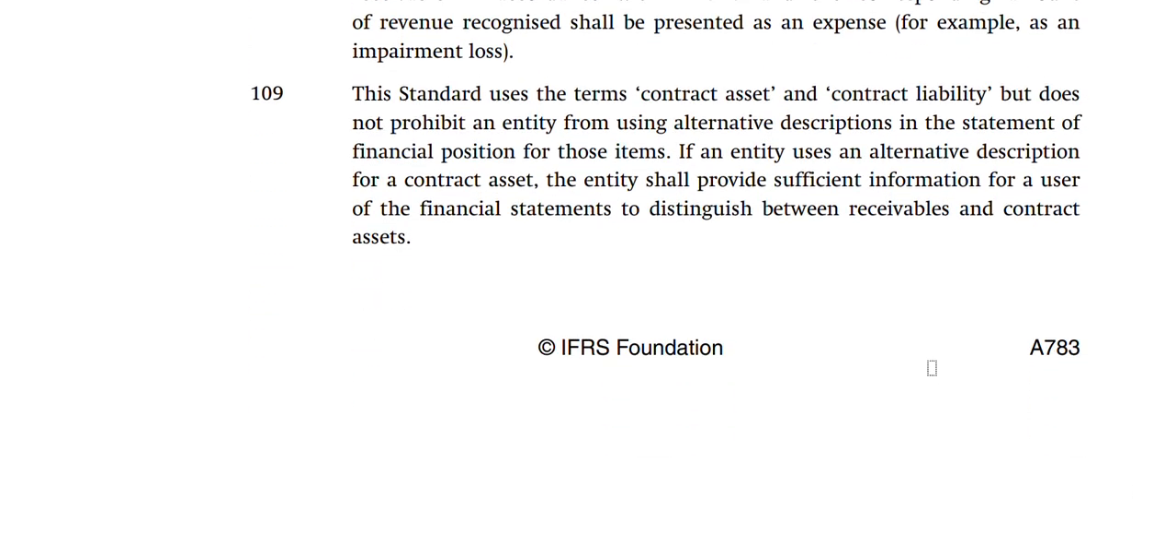Paragraph 109 states this standard uses the term contract assets and contract liability but does not prohibit an entity from using alternative descriptions in the statement of financial position for those items. If an entity uses an alternative description for a contract asset, the entity shall provide sufficient information for users of the financial statements to distinguish between receivables and contract assets.